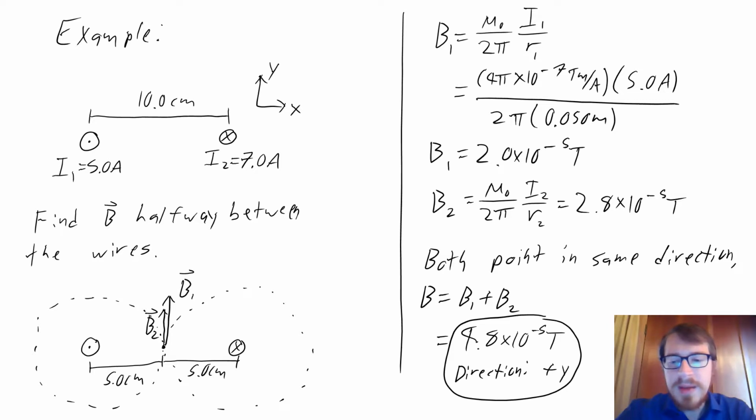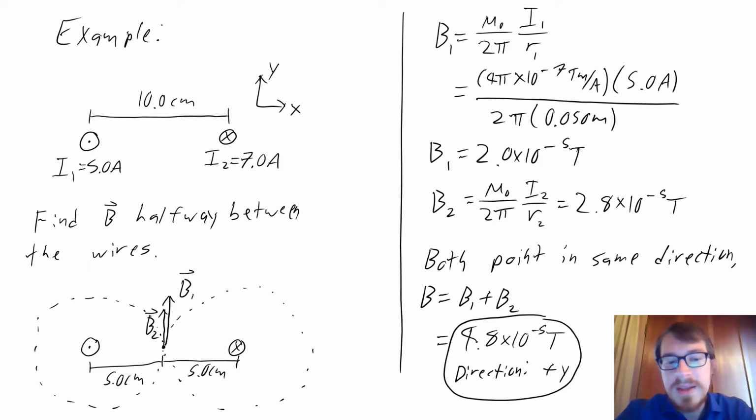We can do the same thing for the current pointing into the board. We know that it's going to be tangential to the circle, 5 centimeters away from it. At the point midway between the two currents, it has two options. It can be up in the positive y direction, or down in the negative y direction. We can use the right-hand rule to figure out that it will in fact be up. So we can draw in our two vectors.